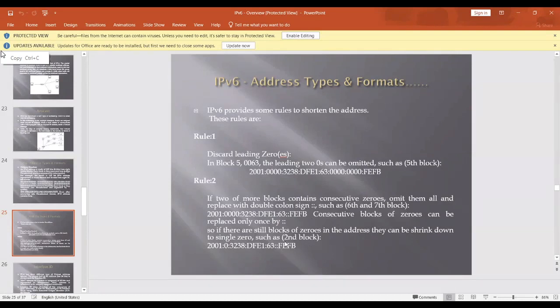So this is the second rule application, and the address has been compressed more than this here, right? So therefore, these are the two rules that we are using to compress the address and simplify it. The first one is discarding leading zeros, and the second one is representing the consecutive zero blocks, which contain zeros, and omitting them all and replacing them with the double colon sign. So these are the two rules that you have to keep in mind.